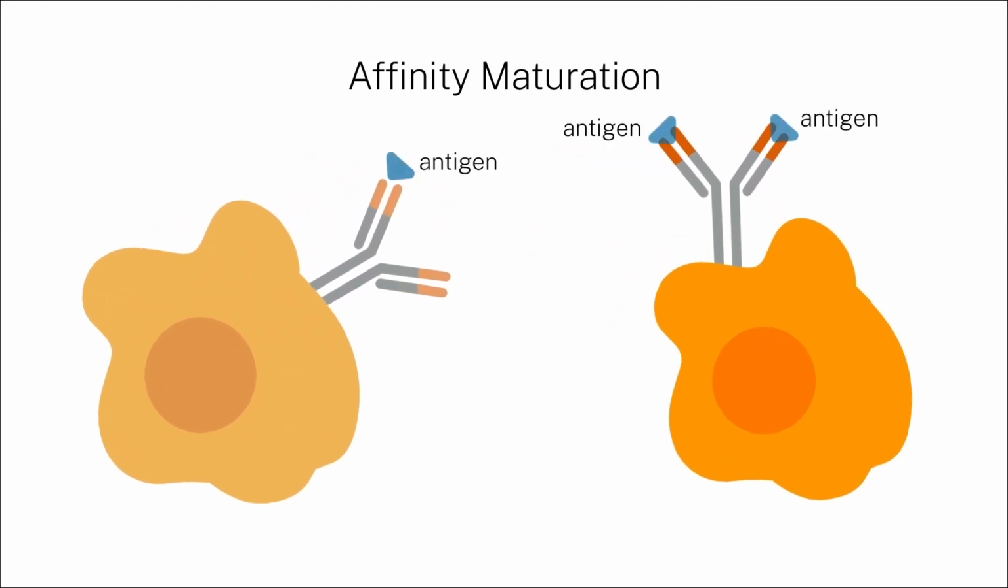Not all mutations result in improved binding. Cells that don't bind antigen tightly undergo apoptosis. B cells whose antibodies bind more tightly to antigens are therefore selected for during somatic hypermutation. This is referred to as affinity maturation.